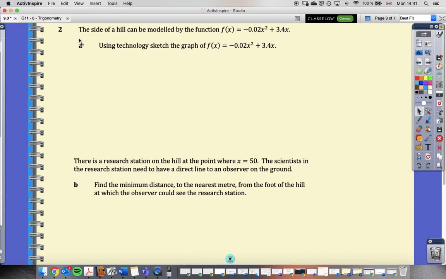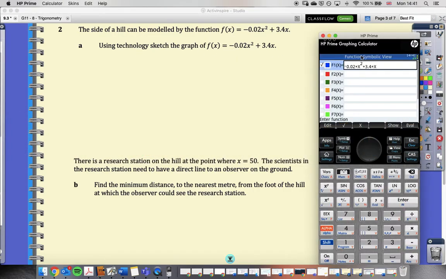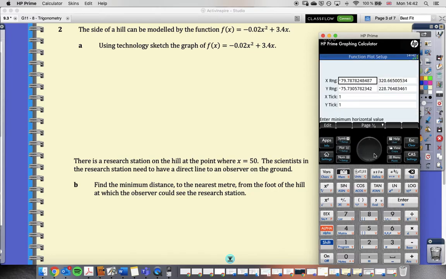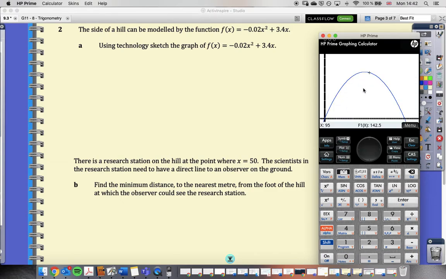Okay, let's take a look at the second example. We're looking at the side of a hill being modelled by this function. Using technology, sketch the graph. So we should have that here. Let's just check negative 0.02x squared and 3.4x. And we need to set a window. I've had a bit of a play around, so I think this should be roughly where we need to go. I'm not sure quite how high it needs to be. Let's try that. Okay, that's not too bad.